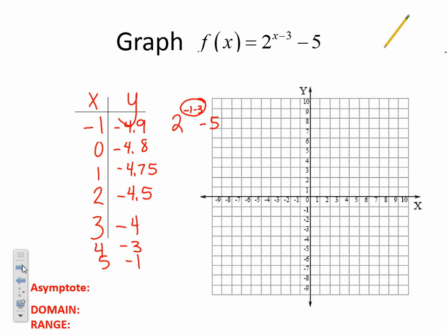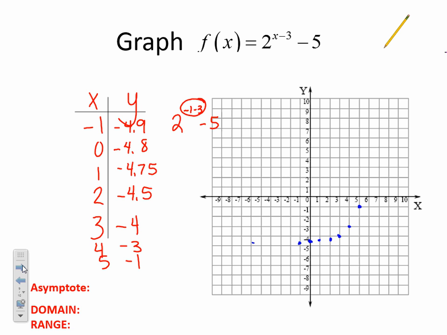So if I take negative 1, down to negative 4.9. Woo, it's way down there. 0, down to negative 4.875. 1, negative 4.75. 2, negative 4.5. Pretty level there. 3, up to negative 4 now. 4, up to negative 3. 5, up to negative 1.